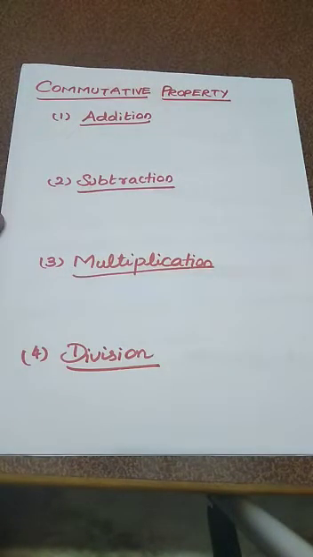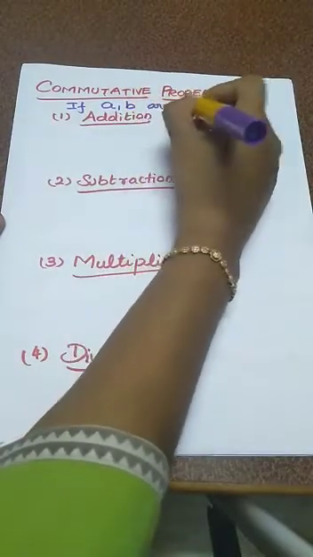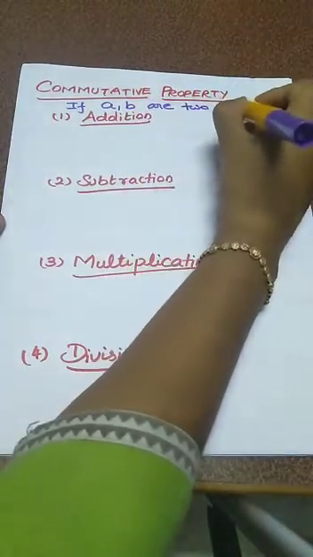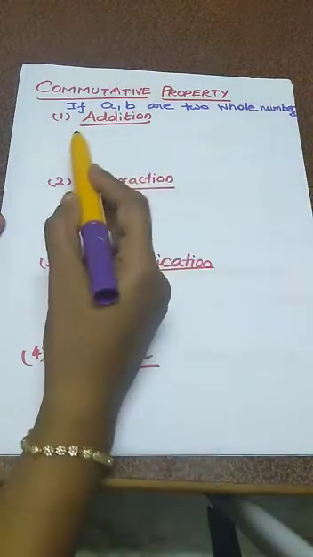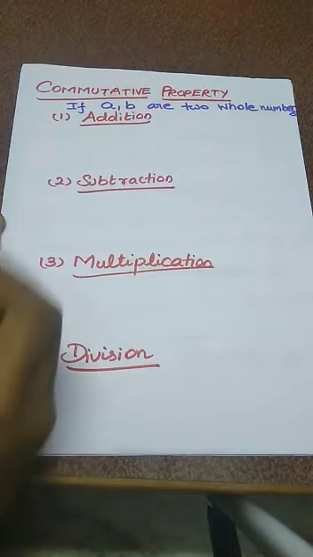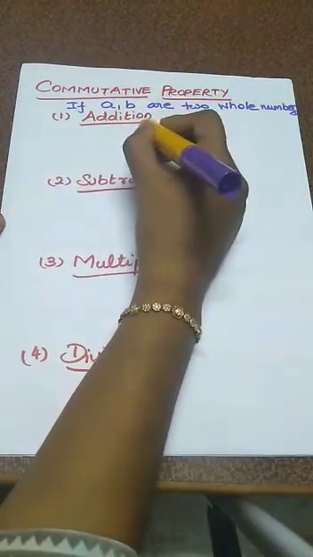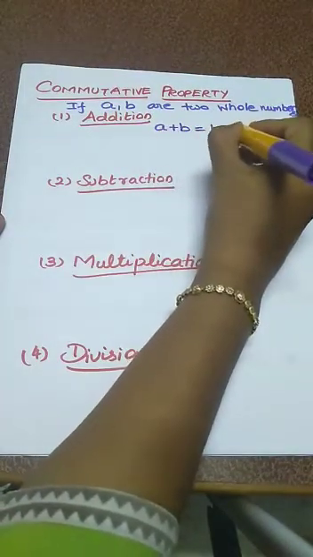Next property, commutative property. For the commutative property, we have to take two values, A and B. But here we are going to use the LHS condition and the RHS condition. Okay. If A and B are two whole numbers, we are going to discuss it in addition, subtraction, multiplication and division. The first one, the commutative property, we have to apply for addition. Actually, A plus B is equal to B plus A.